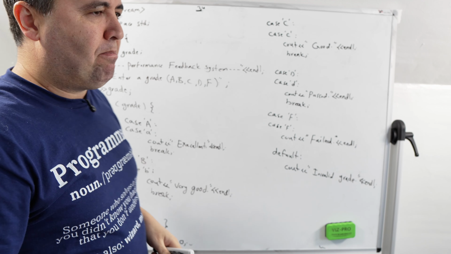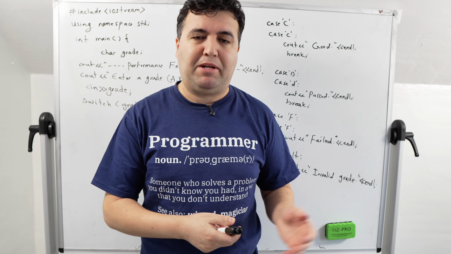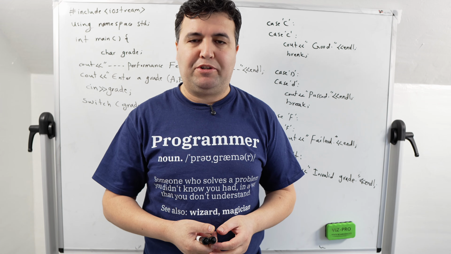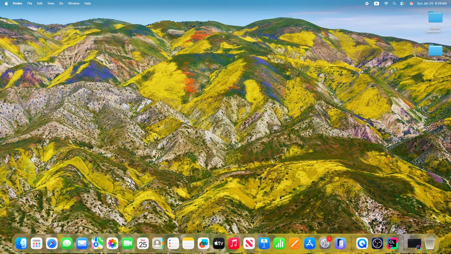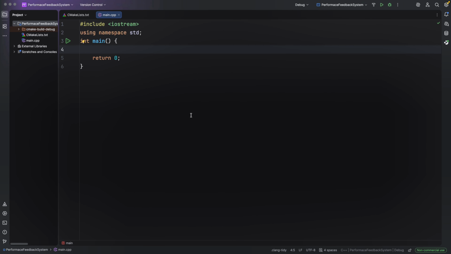So this is a performance feedback system using the switch statement in C++. So it's time for practice. Let's write this program on our computers. I'm back in my system, so let's open our C++ IDE. We are on lecture 34 on C++, and we write a performance feedback system program using a switch statement in C++. So let's write our program.